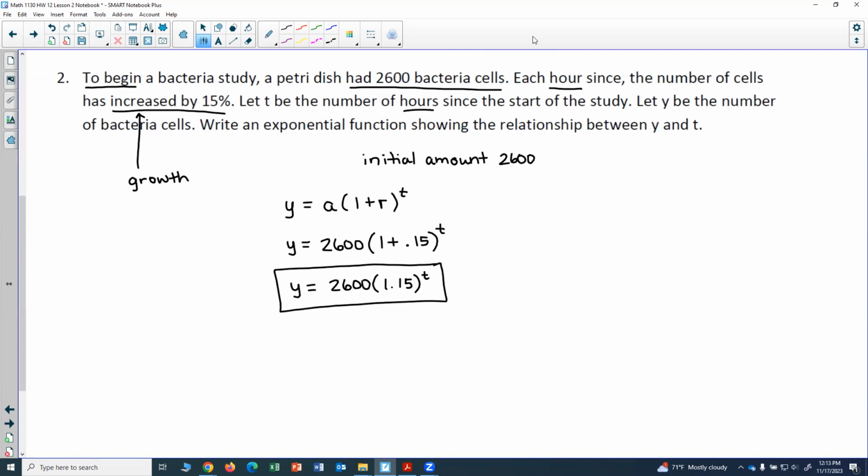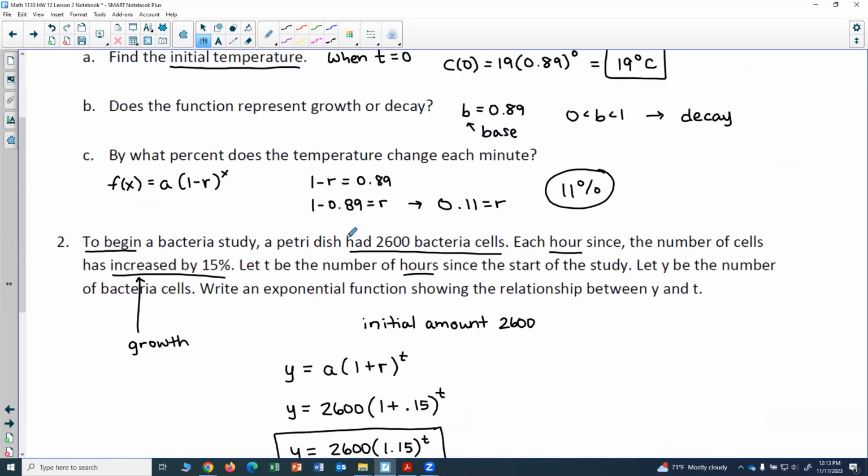So that's your quick review of exponential growth and decay. Remember, with growth, you're adding the rate to 1, and with decay, you're subtracting the rate from 1.